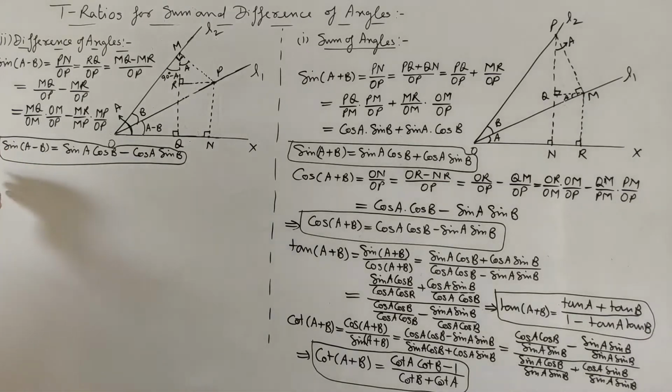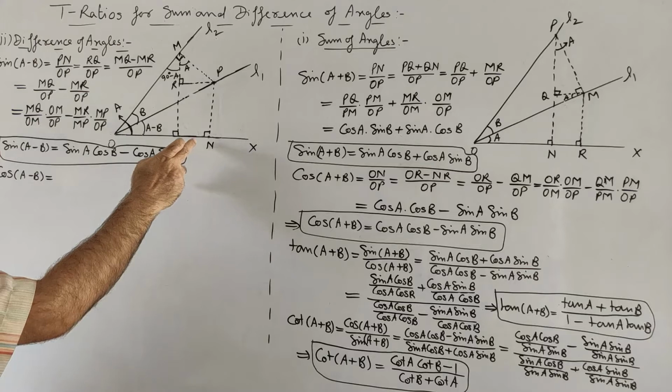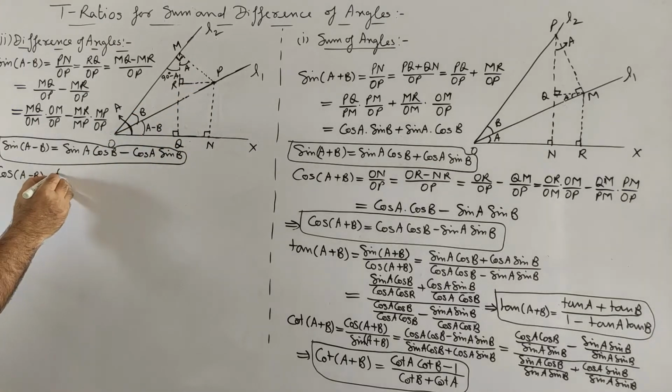Similarly, you can find out cos A minus B, and cos A minus B means base upon hypotenuse, that is ON upon OP.